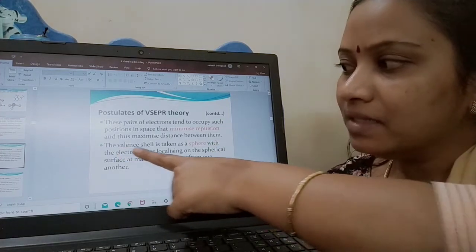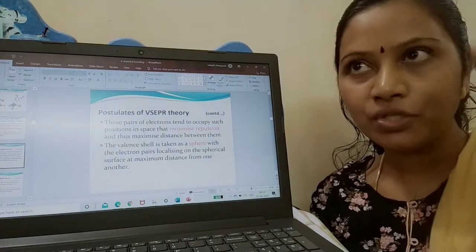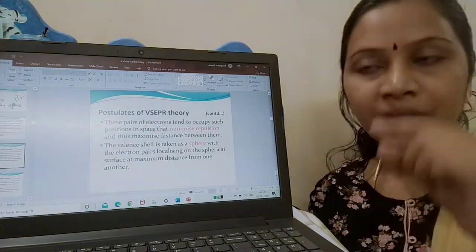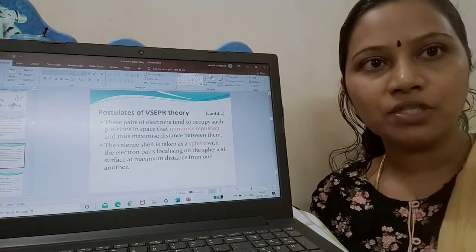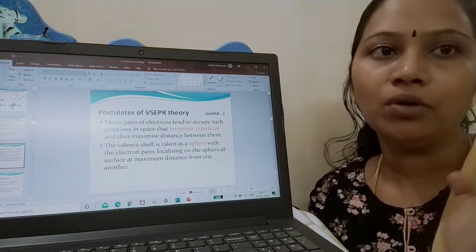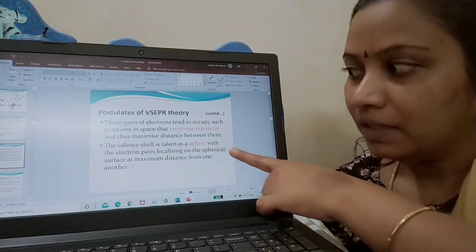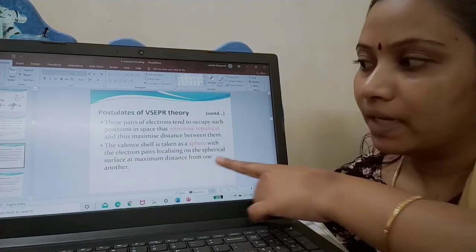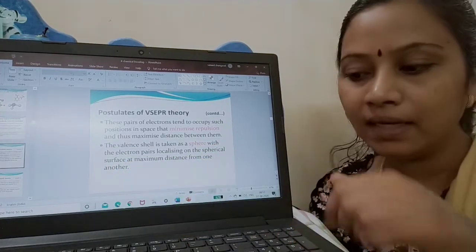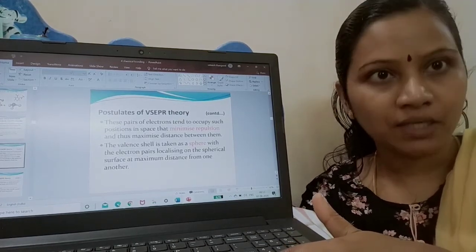So I am going to imagine the last shell, that is the outermost shell, as the valence shell. Now that should be assumed as a sphere, and all the electron pairs are situated in the sphere such that there is maximum distance between them in order to avoid the repulsion. See, the valence shell is taken as a sphere where the electron pairs localized on the spherical surface are at maximum distance from one another. Okay, clear? So what is valence shell electron pair repulsion theory?